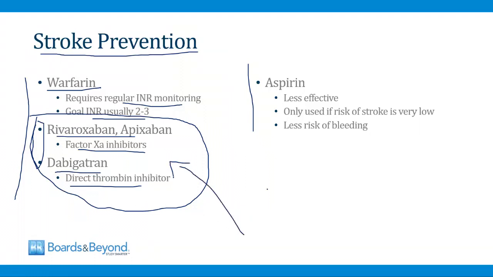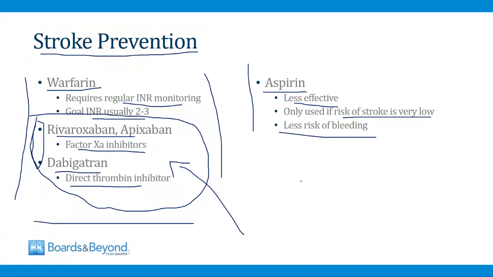In some patients who are at very low risk of stroke, and we'll talk more about this in a minute, instead of one of these three anticoagulants, you can use aspirin. In general, it's less effective for stroke prevention, so we only use this if the risk of stroke is very low. The good thing about aspirin, and the reason we like to use it when we can, is that there's less risk of bleeding with aspirin compared to any of the anticoagulants on the left side of the screen.